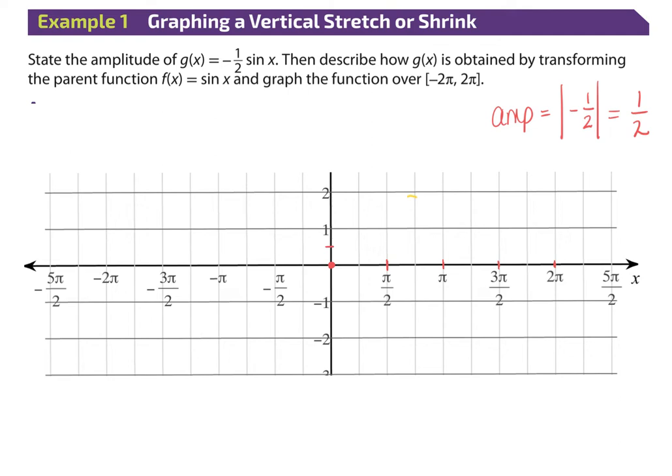So I'm going to start at my 0, and 1/4 of the way through, I'm only going to go there because my amplitude is 1/2. Halfway through, I'm going to be back at my middle. At my 3/4 mark, I'm going to be at my lowest, which is now negative 1/2. And then I'm going to go back over. This says all the way to negative 2 pi.